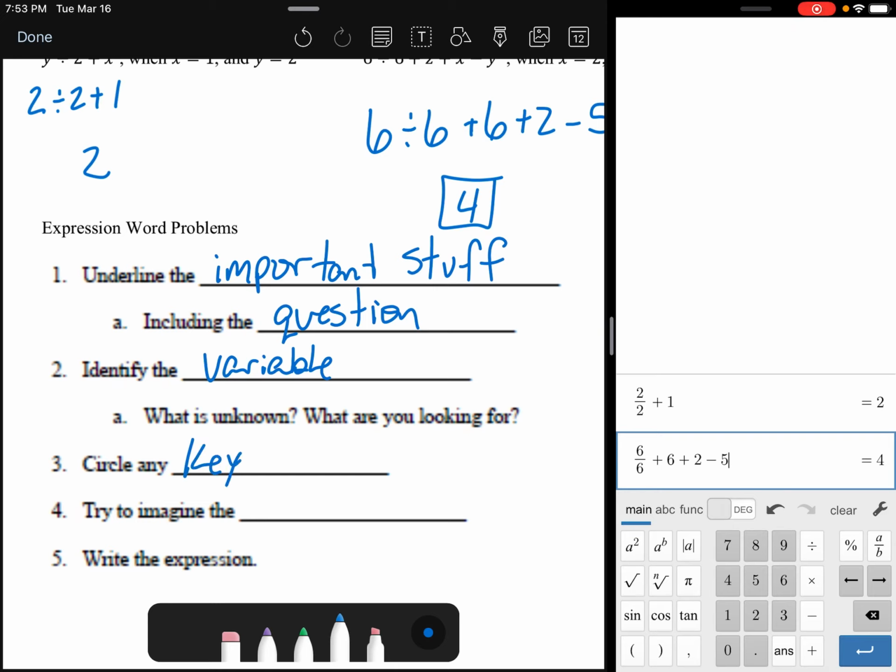It's helpful to circle any keywords. And really make sure that you're trying to imagine the situation. A lot of these are just little stories that you're trying to translate into mathematical expressions. Once you have all that down, go ahead and write the expression.